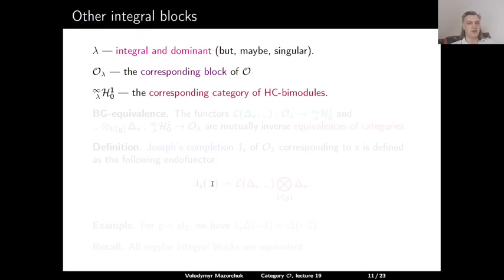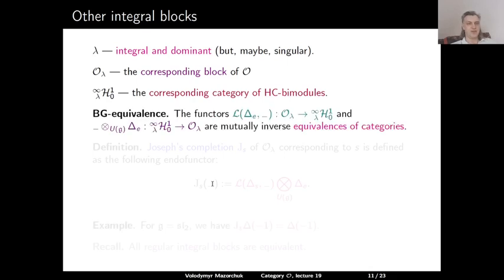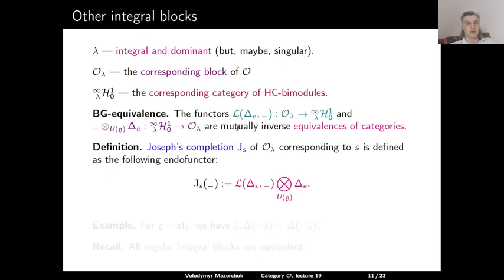Then we have the corresponding category H_λ^{0,1,∞} of Harish-Chandra bimodules. And the Bernstein-Gelfand equivalence says that this category is equivalent to O_λ via the same functors, taking L(δ_E, -) and tensoring over U(g) with δ_E. So these two functors are mutually inverse equivalences of categories. Here δ_E is a module from O_0, not from O_λ. Now we can define Joseph's completion on O_λ exactly in the same way as we did for the principal block. So this is L(δ_S, -) followed by tensoring with δ_E.